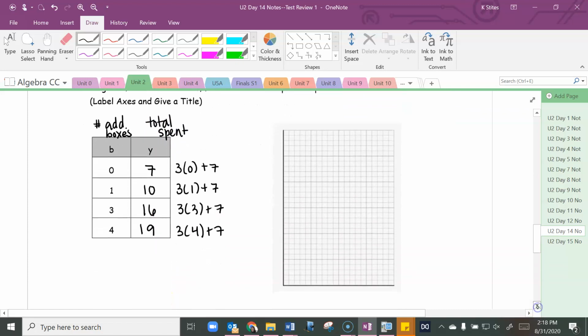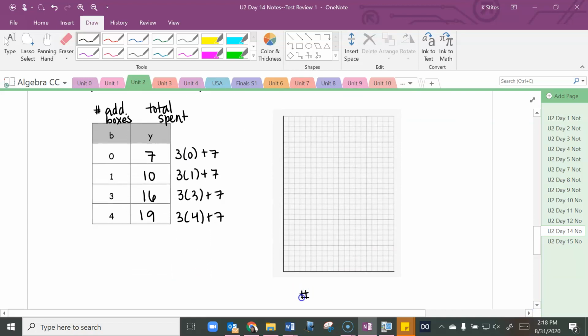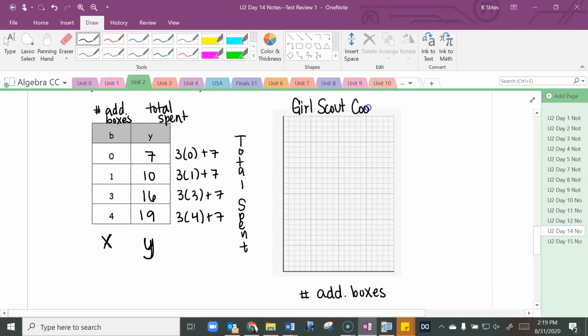So we're just going to go ahead and plot these points. Make sure you label your axes. So this is number of additional boxes. And that's going on the x-axis because x is always first, and then y. And then total spent. And we're going to call this Girl Scout cookies. Okay, never forget your title. So for the additional boxes, I'm just going to go by ones. I'm going to go 1, 2, 3, 4, and I'm just going to space it really nicely.